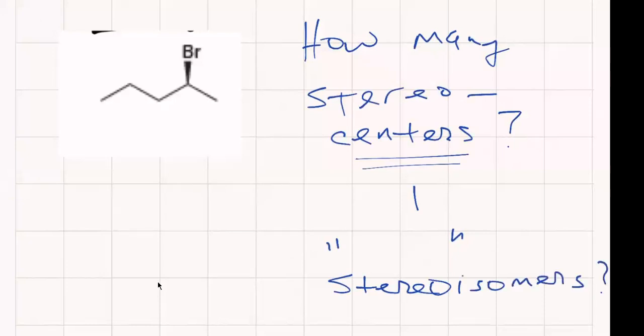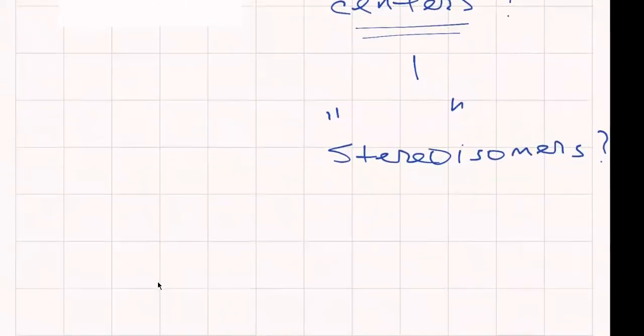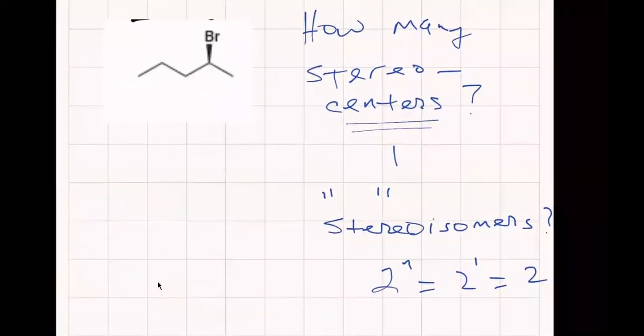No, it's 2. You following that? Yes. So stereo centers are the number of chiral centers that are present. The number of stereo isomers is going to be 2 to the n, where n is the number of stereo centers. So this is going to be 2 to the 1, which is 2. Yes or no? We're good on that?